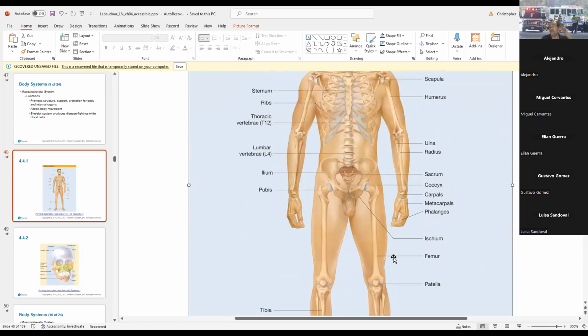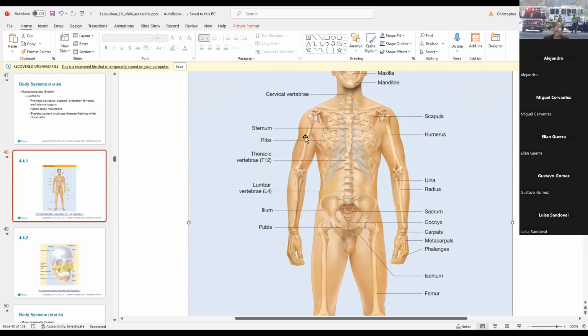Now, in the upper arm, you have your humerus, which is your funny bone. Okay. And then we have your radius and ulna. The radius is always facing towards your thumb, and the ulna is facing away from the thumb. Now, of course, you have your carpals, metacarpals, and phalanges.